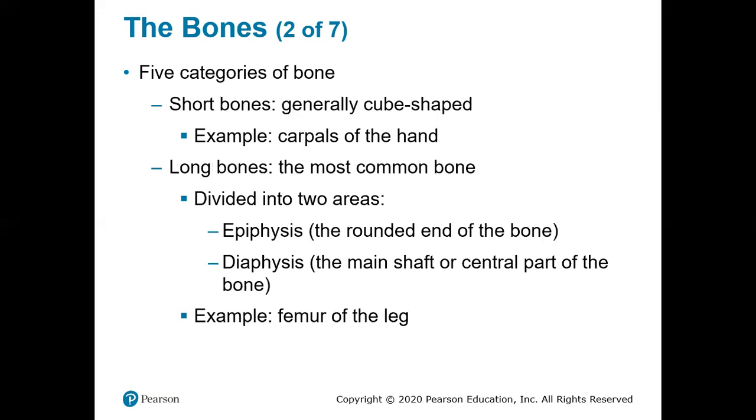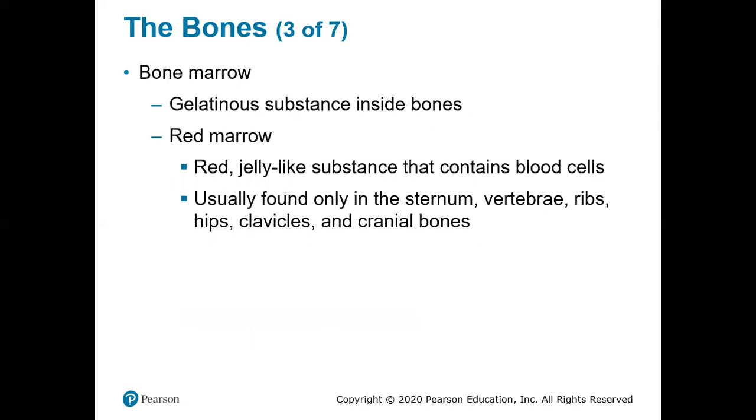Long bones, the most common bone, are divided into 2 areas: epiphysis, the rounded end of the bone, and diaphysis, the main shaft or central part of the bone. An example of a long bone would be the femur of the leg. Bone marrow, at the bottom right-hand side of page 419, is a gelatinous substance inside the bones.